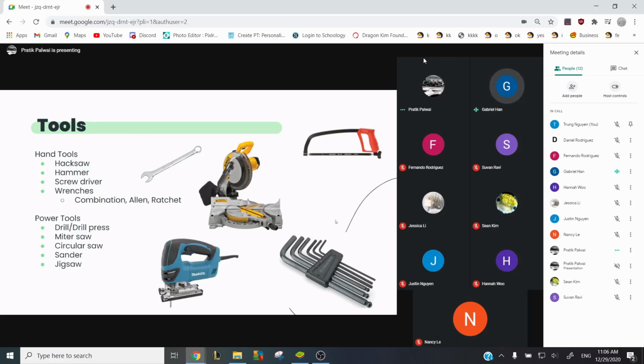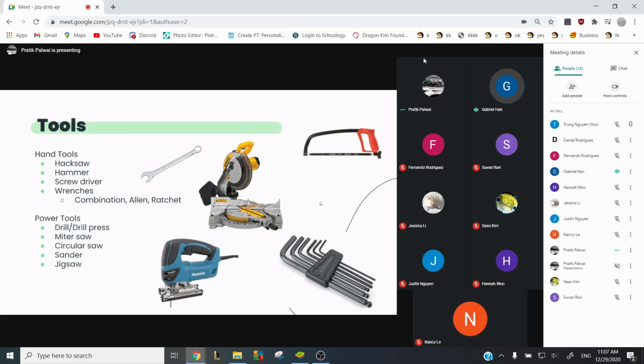Then you have your power tools. I think most of you guys know what a drill is, right? You can use it to screw stuff in or to drill holes. A drill press is pretty similar to a drill. It's just mounted so that it's more stable. That way you can pull down the drill, and it's more accurate and you can drill through stuff in a certain position or whatever.